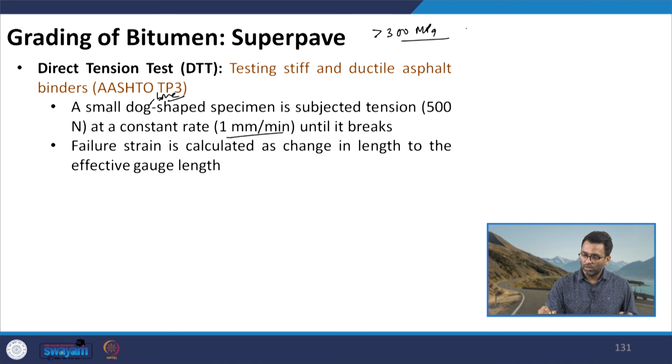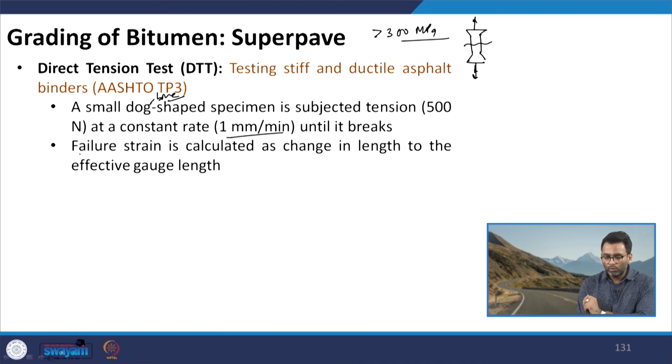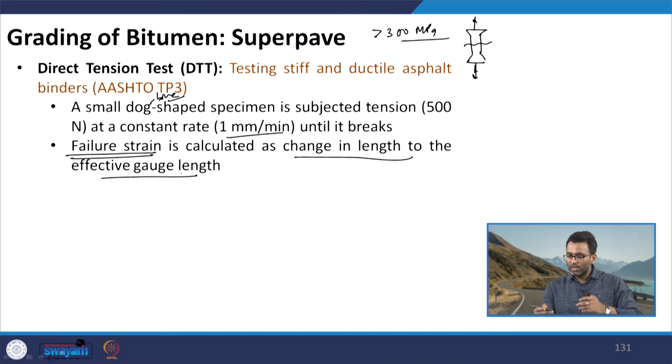So, you can imagine it to be like this. If it is a dog bone shaped specimen, it will be something like this. We are applying a load till the sample breaks from the middle, and we monitor how much the length is changing before failure. So, we calculate failure strain, which is defined as the change in length to the effective gauge length. Now, what is gauge length or effective gauge length? This is from neck to neck, from here to here, alright. So, this is the effective gauge length, L.